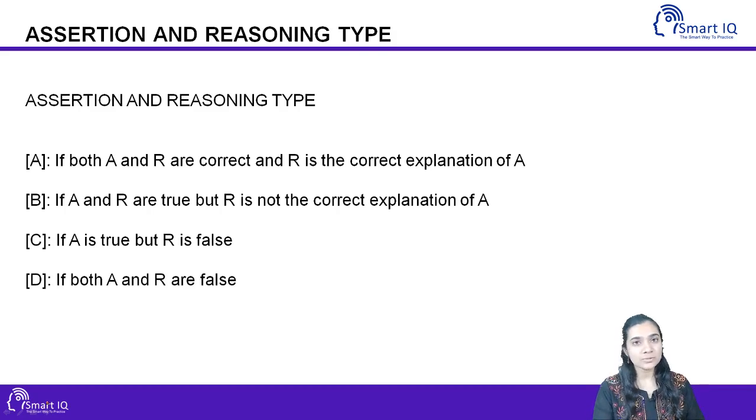Before we dive into the questions, you have to know what the options mean. If it is option A that you want to choose, it is when both the assertion and the reason are correct and R is the correct explanation of A. Option B says both A and R are true on their own, but R is not the correct explanation of A. There are two separate individual statements, but R is not the explanation or the reason for A.